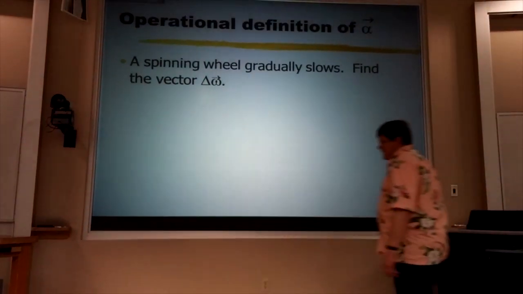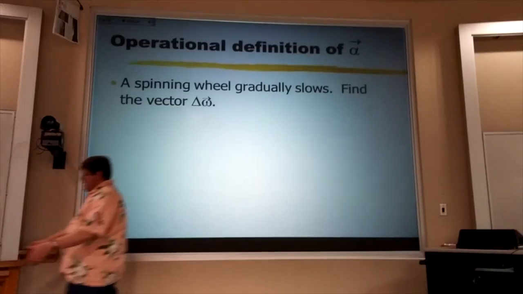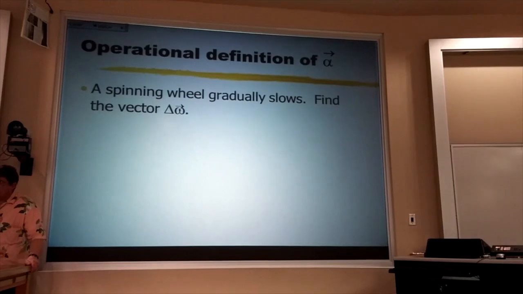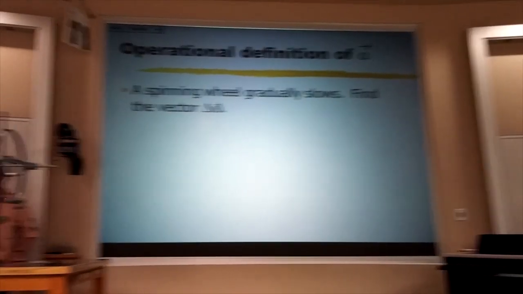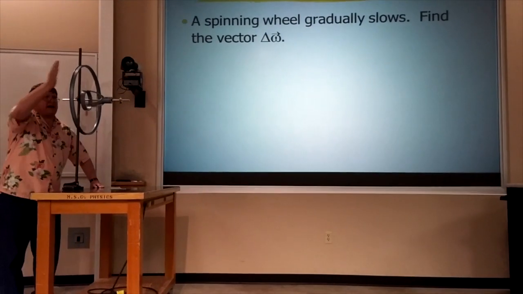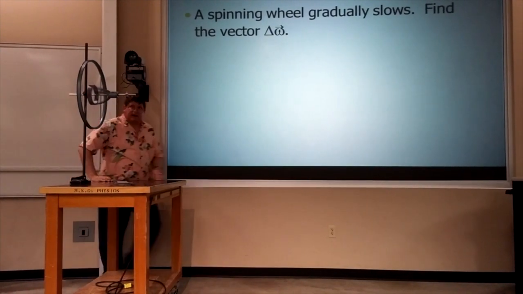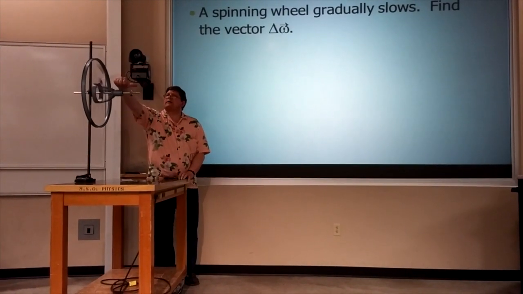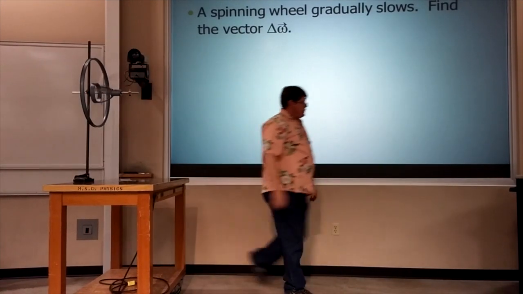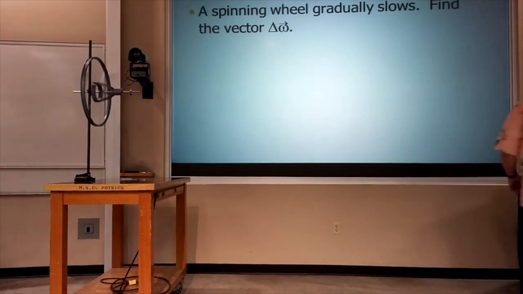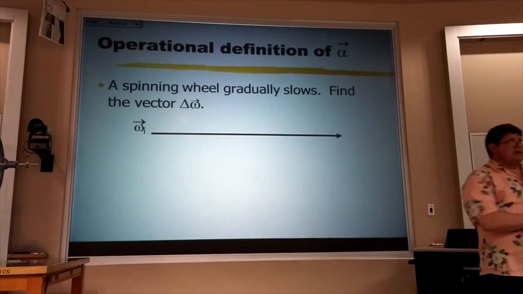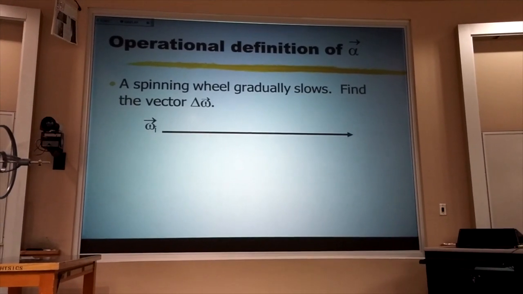Okay, new topic. I have this wheel, and I have it spinning very, very fast. And its omega vector, by right-hand rule, would be pointing towards the open door. And so I've drawn it here. It's long because that wheel is spinning fast.